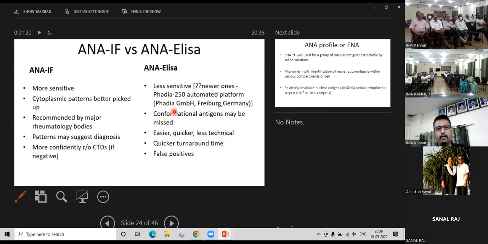Whereas ELISAs are less sensitive, though there are newer ones which have in studies shown equal sensitivity and specificity as ANA IF. And conformational antigens may be missed. Conformational is 3D structure. Sometimes the antibodies act against an antigen in its 3D structure. So in these ANA ELISAs, when the antigen is coated on the wells, the 3D structure may be lost and we might get a false negative. But it is easier, quicker, less technical. There is a quicker turnaround time, with a lot of false positives.